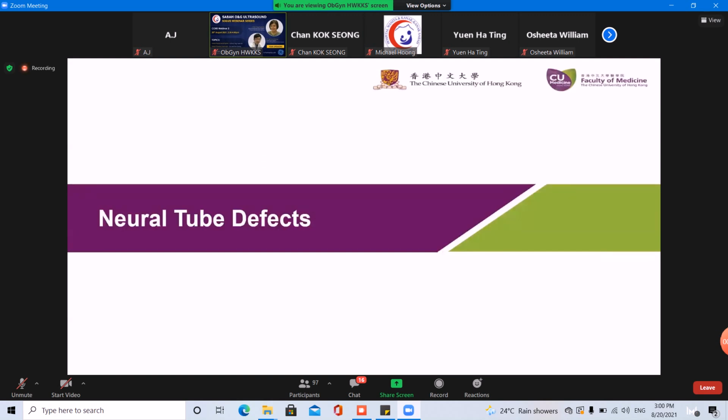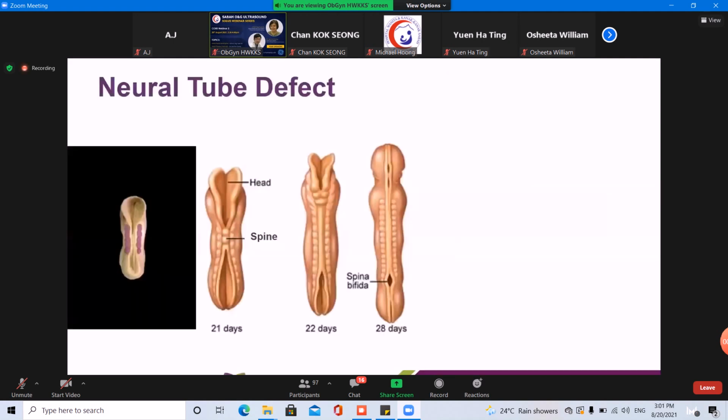So let us come to the most common congenital abnormality, which is neural tube defect. Now, let's start with some embryology. Now, you understand that the embryo begins as a disc. And this disc would roll up on its own. And when it rolls up, it fuses together at the middle and then progresses caudally and cranially and fuses together to form a tube. This is what we call the neural tube.